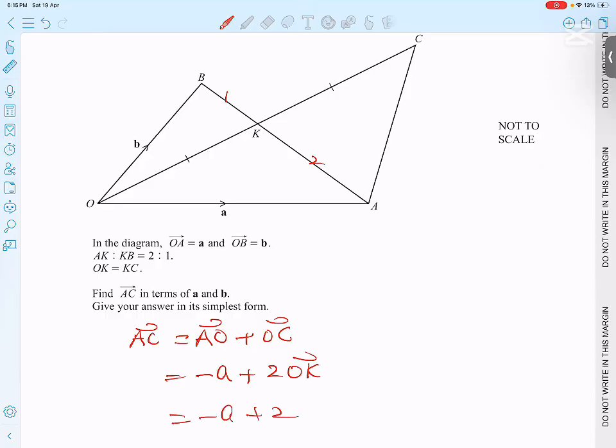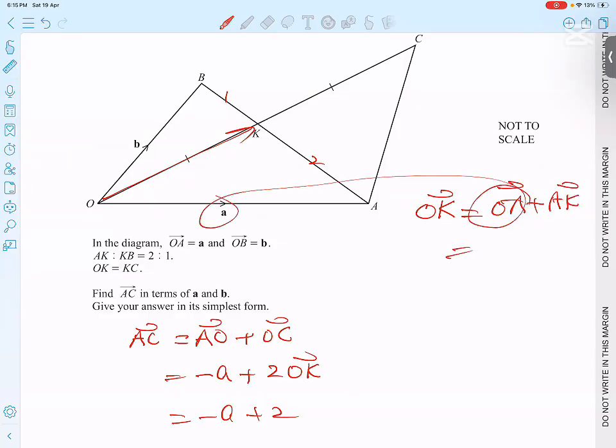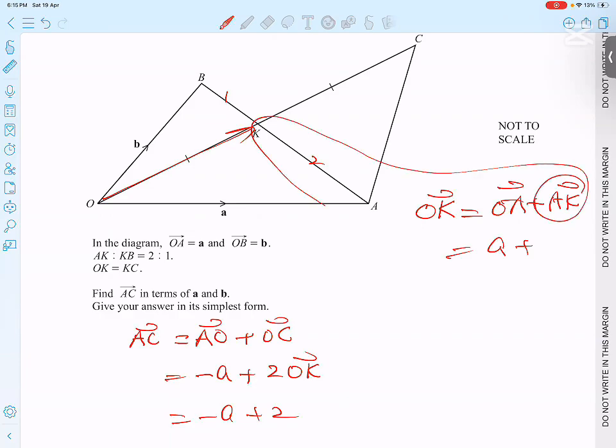Now let's try to get the answer of OK. So how to get OK, students? OK path. How to get the OK path? O to A to K. So I have this path. So let's try to get it. O to A and A to K. And O to A is small a. So I'm stuck here now. How to get the AK value?